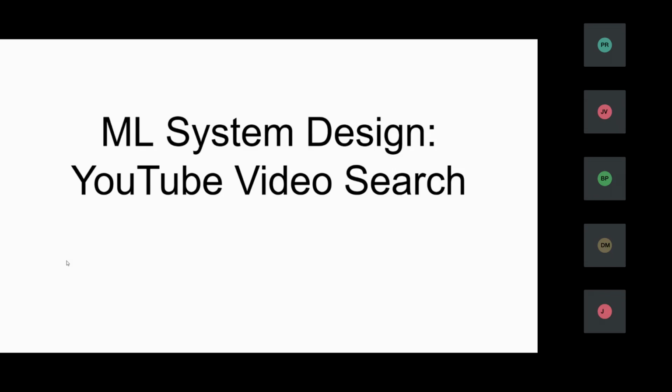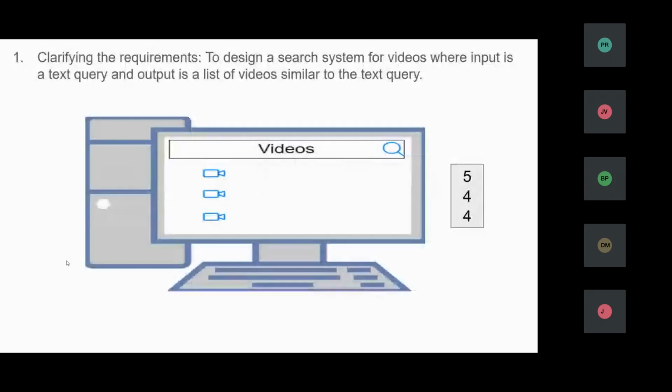And we have been following a particular framework throughout these ML system designs, and we'll be following the same framework for designing our system. Those are the steps that we use to design the system. So the first step was to clarify the requirements. Clarifying the requirements is to design a search system for videos where the input is a text query and the output is a list of videos similar to the text query.